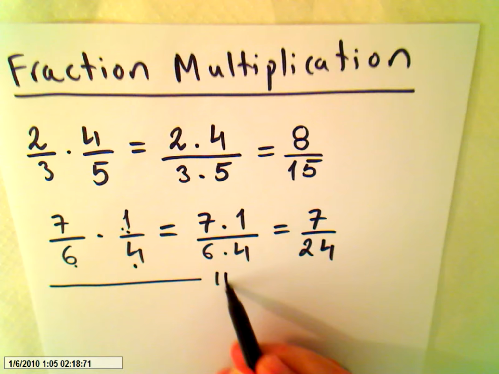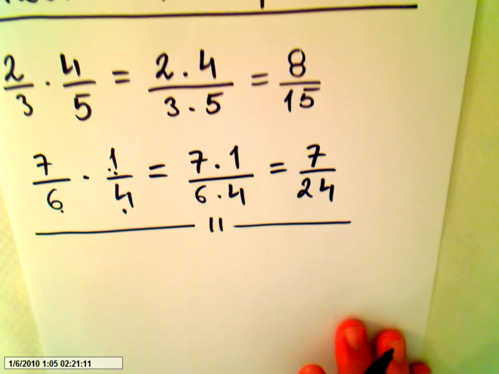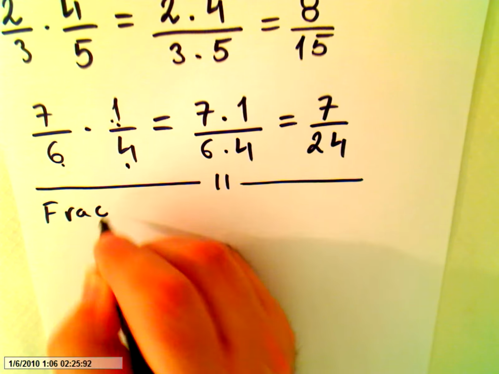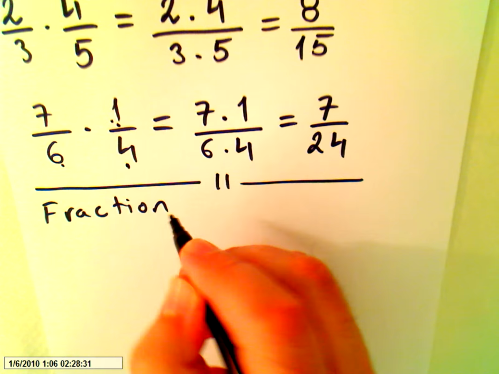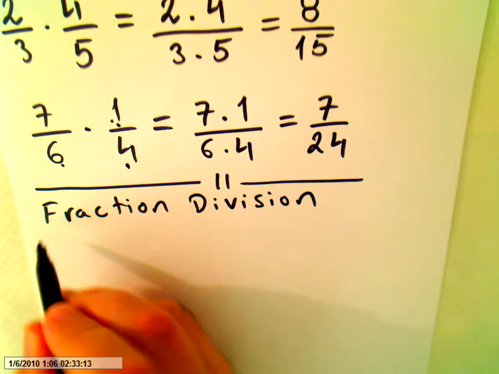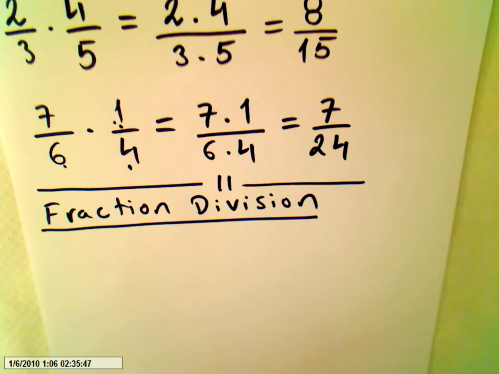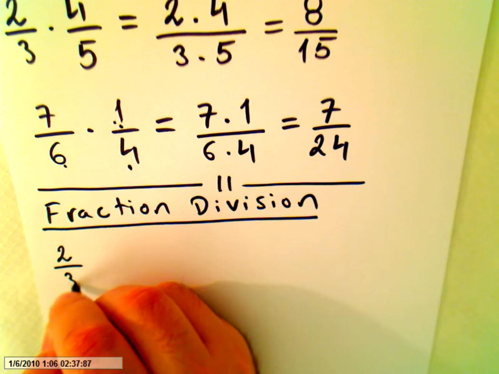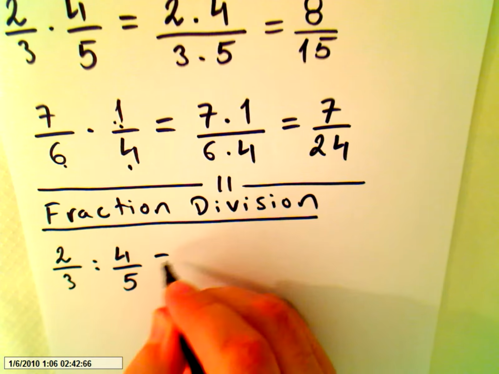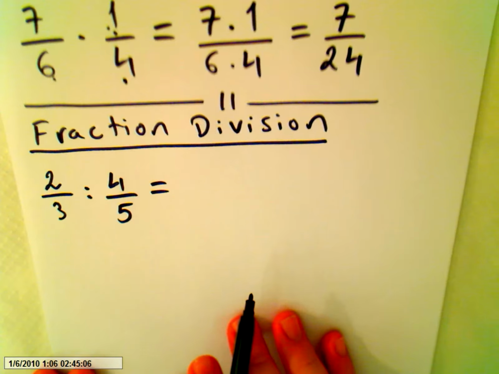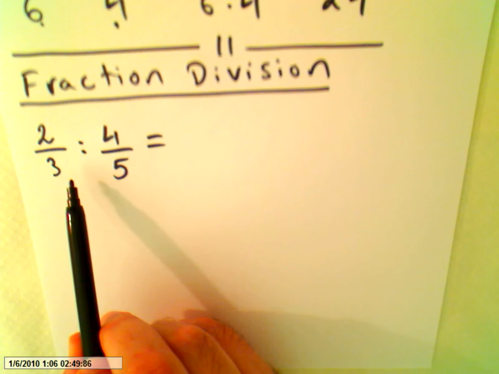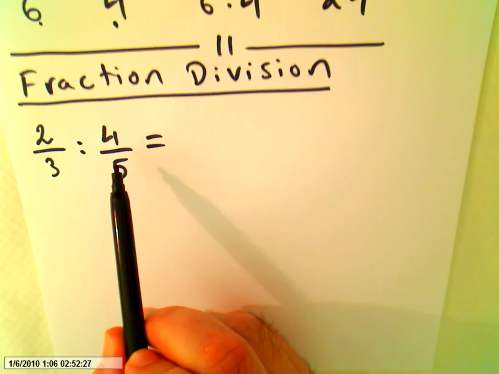Now, let's do another operation that is almost as easy as this fraction multiplication. It's fraction division. If we want to divide 2 over 3 by 4 over 5, fraction division is almost as easy as fraction multiplication.